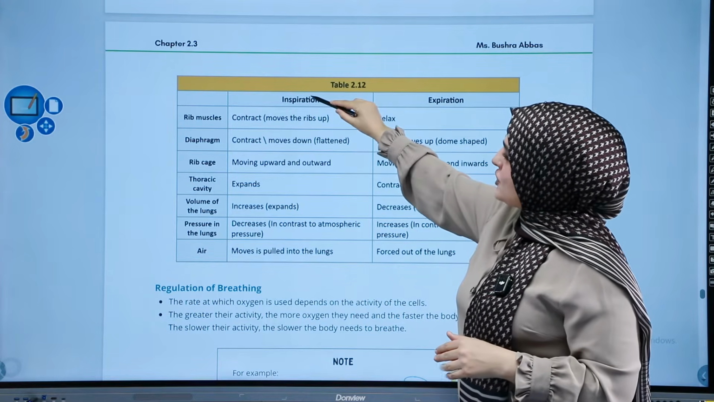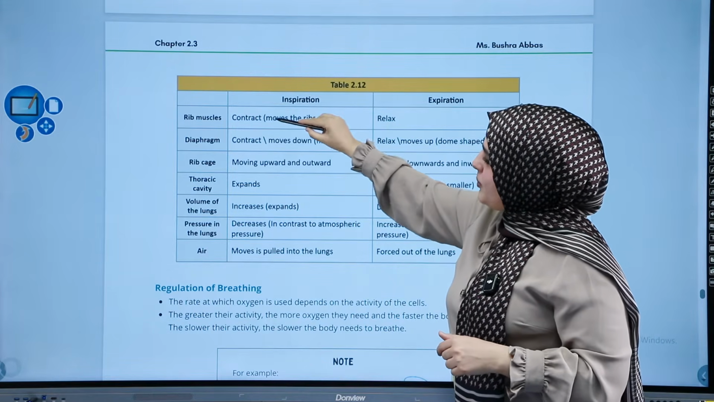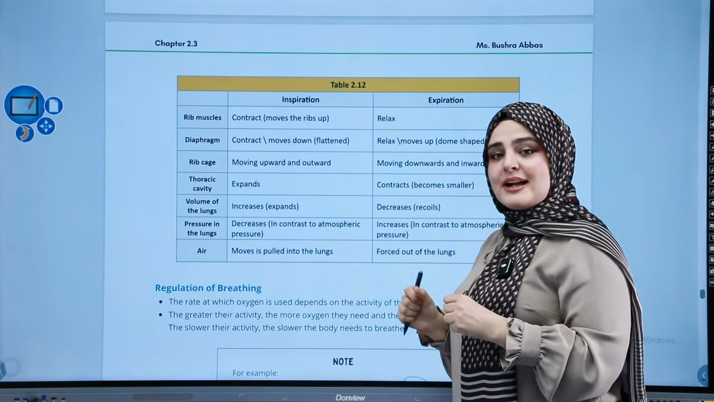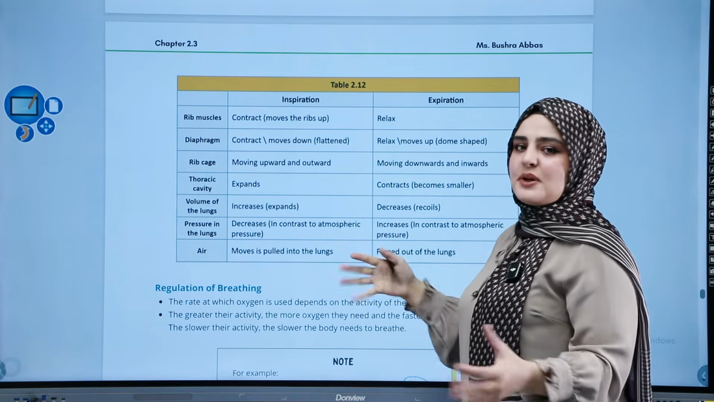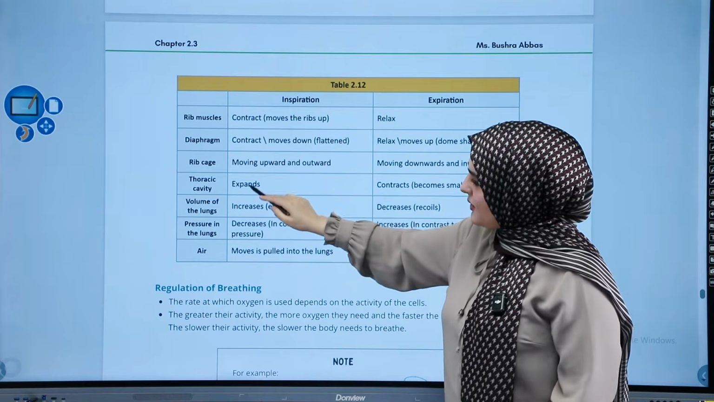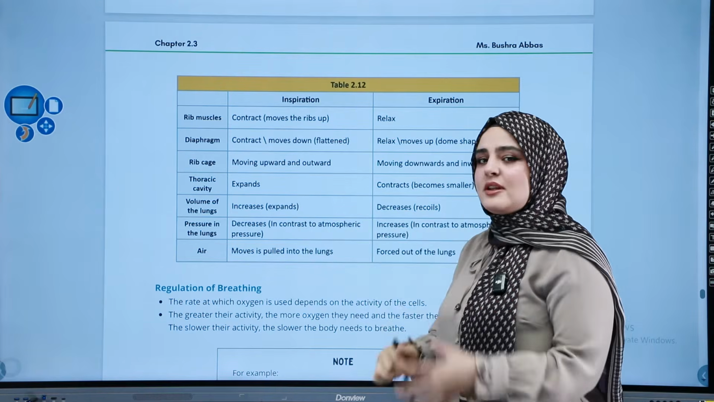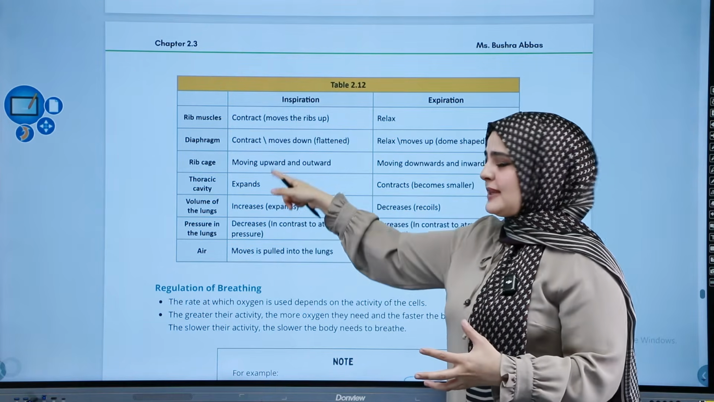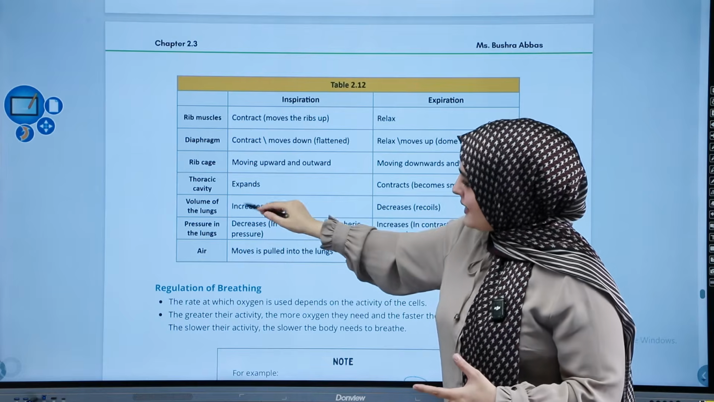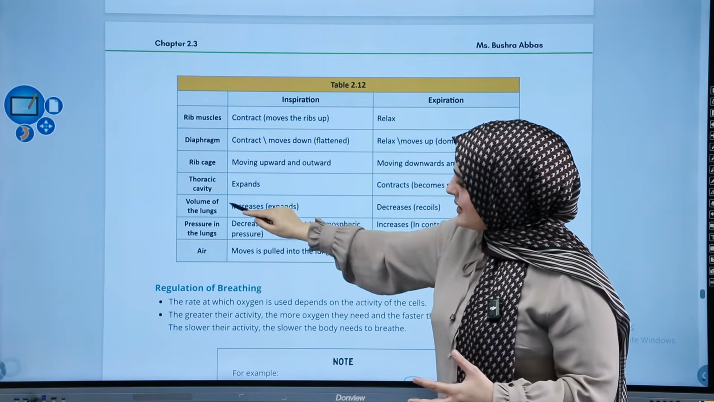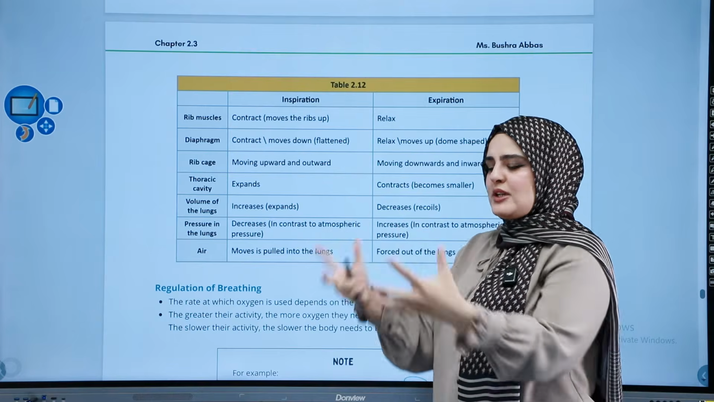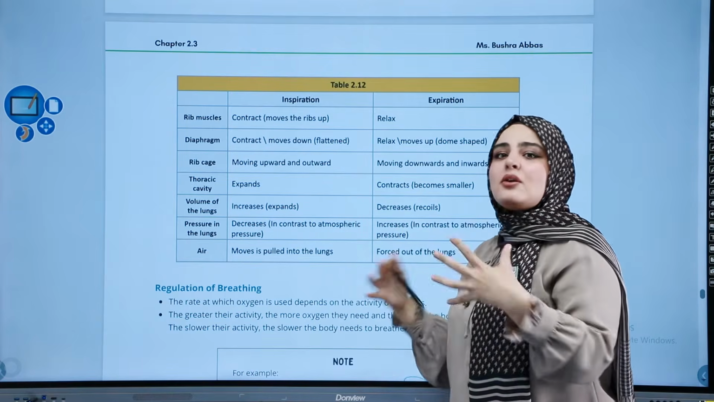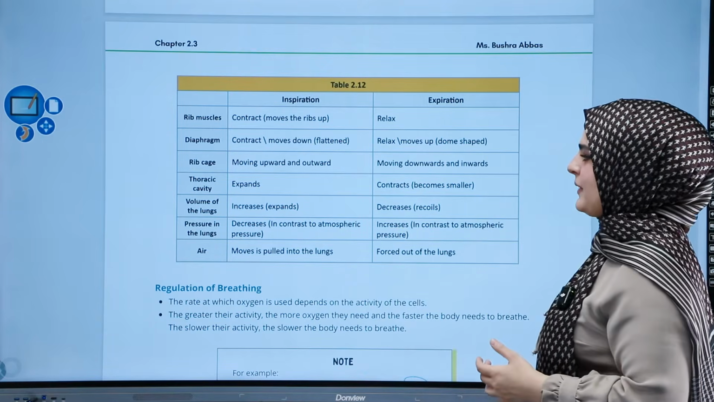In inspiration, both the rib muscles and the diaphragm contract. When they contract, what do they do? They increase the space within the cavity, in the rib cage, and of course the lung is going to increase with them. They are not the same thing, by the way. The thoracic cavity is the space, but the lung is the tissue that's getting expanded with the increased space available.